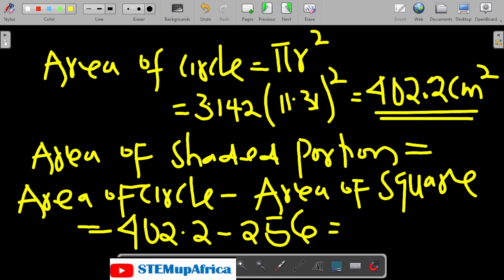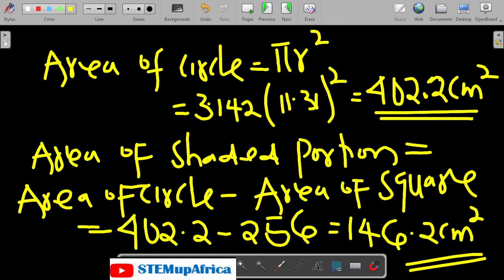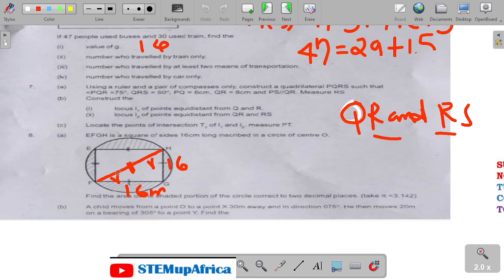That will give us 146.2 centimeters square. That's not the area of the shaded portion. So that takes care of question 8a. So let's look at 8b.